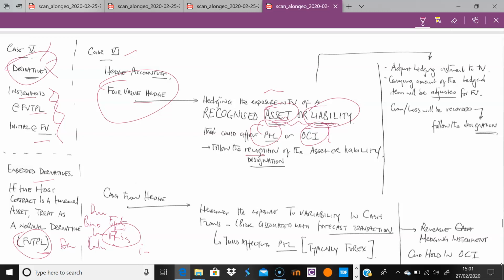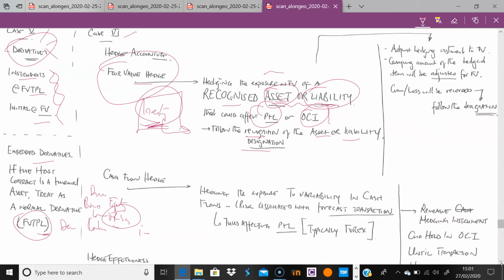So follow the recognition of the asset or liability at designation. The focus is on the asset. So it could be a building, or inventory. It's currently sitting there. We're trying to make sure we can still sell it in the future for an agreed price. So we have something that we're actually working towards.